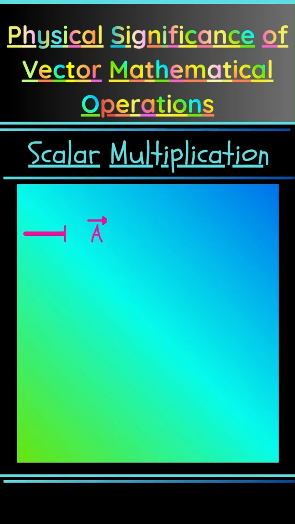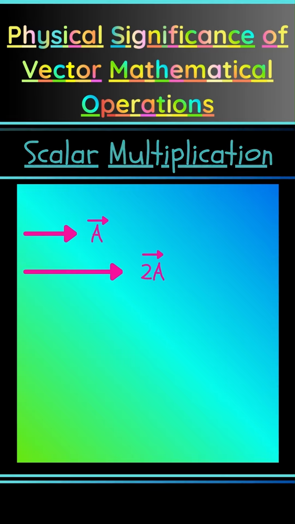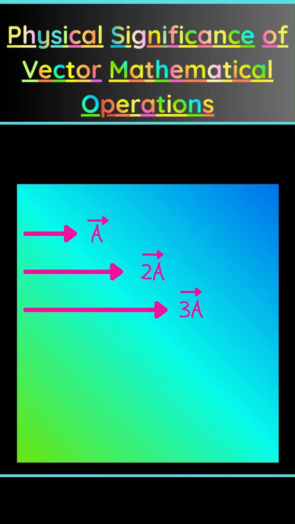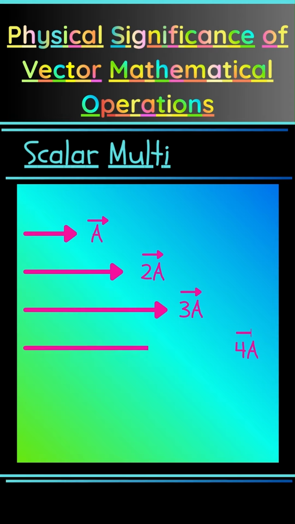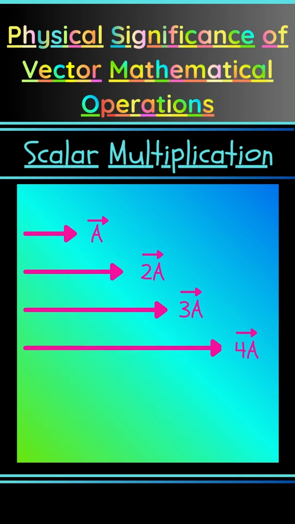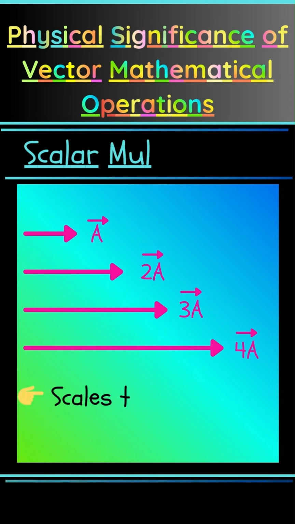Lastly, a vector can be multiplied by a scalar to change the magnitude of the vector without changing its direction, unless the scalar is negative, in which case not only is the vector's magnitude scaled, its direction is also reversed.